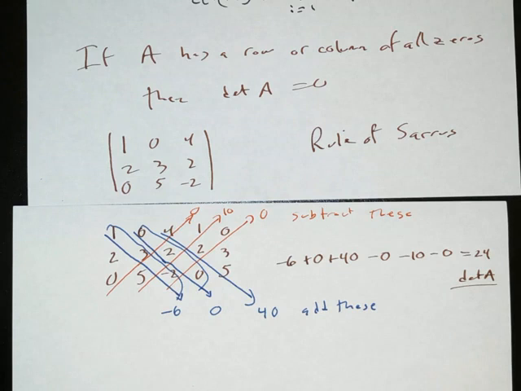When I get to 4 by 4s, it doesn't work anymore. Because a 3 by 3 only had 6 pieces. A 4 by 4 has 24 pieces. I would only get 8 down and 8 up. That wouldn't work. I'd be missing a bunch of pieces. So this is a shortcut, only useful for 3 by 3s.